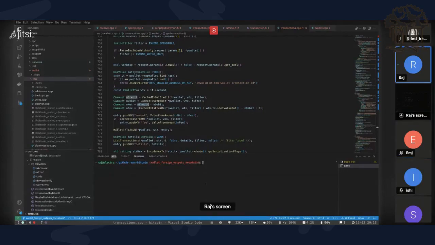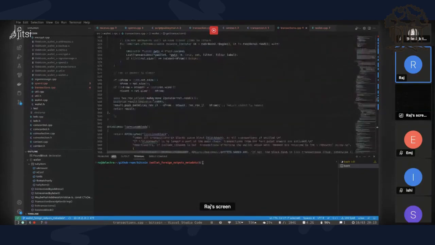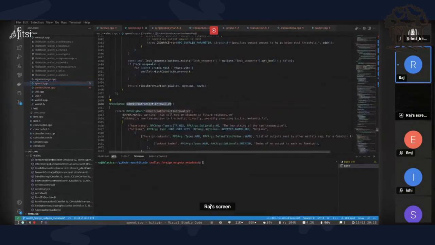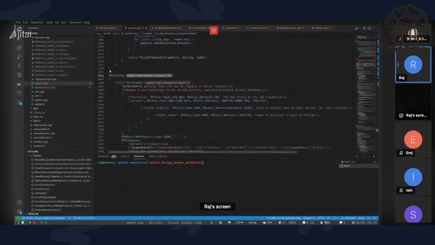And the way he did it is he added another RPC call called submit raw transaction to wallet. Let me see, is it in spent.cpp? Yeah, submit raw transaction to wallet. So this one basically added this entire RPC code, and this new code is asking to give us a vector of identifiers, and with this transaction the user is specifying which inputs of this transaction are foreign. Now this is very confusing.